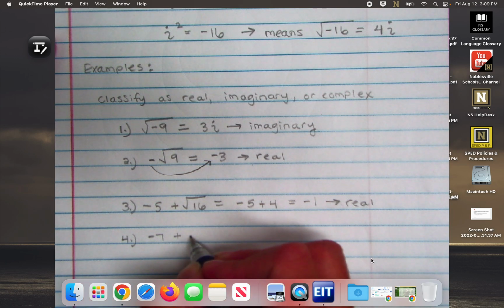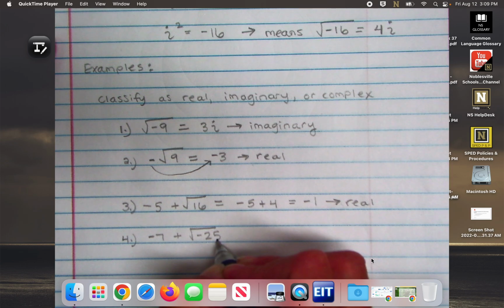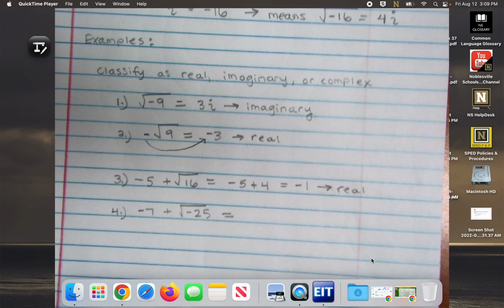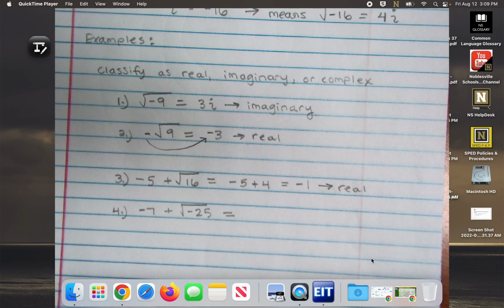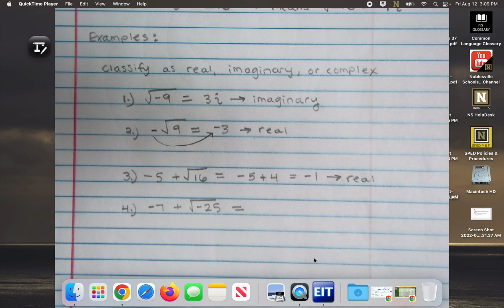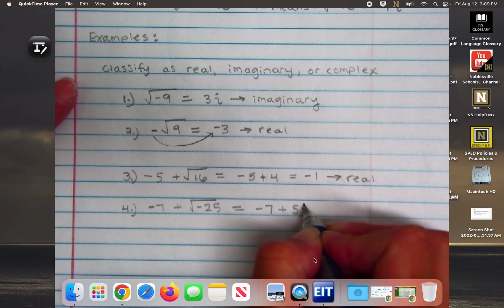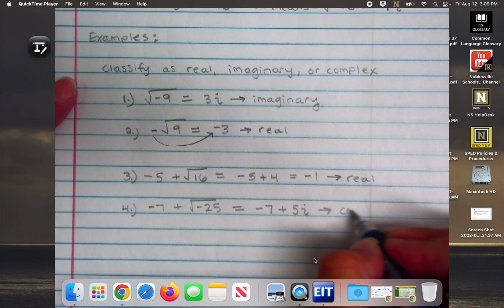-7 plus the square root of -25 equals what? That's going to be 5i. So it's -7 plus 5i. It's a complex number. Negative 7 plus 5i, which makes it complex.